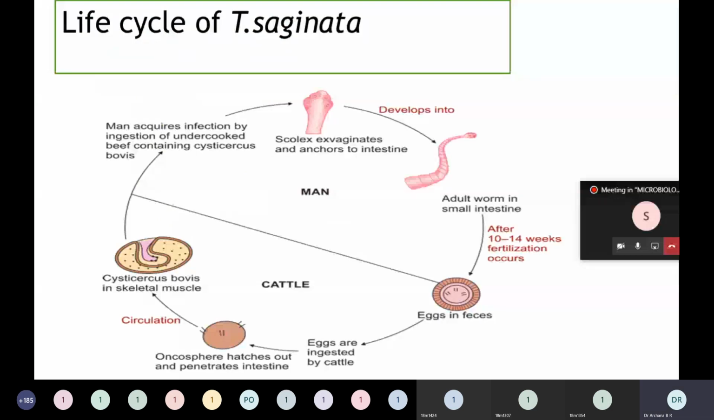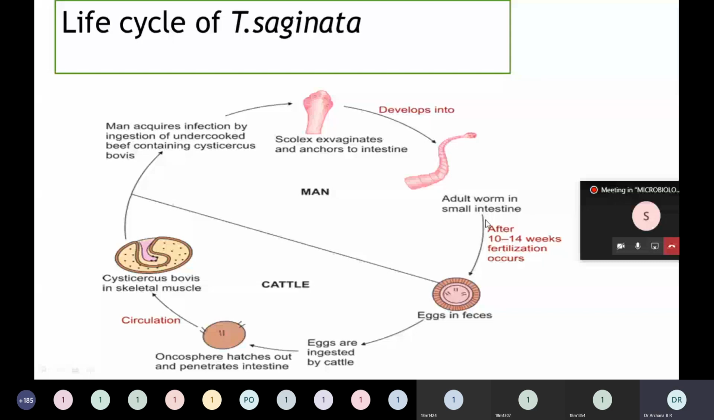Man acquires infection by the ingestion of undercooked beef containing Cysticercus bovis. Once after the ingestion, the scolex evaginates. Usually it is present inside in the larval form. So it evaginates and anchors to the intestine with the help of the suckers, and then in the intestine it develops into the adult form, mainly in the small intestine.